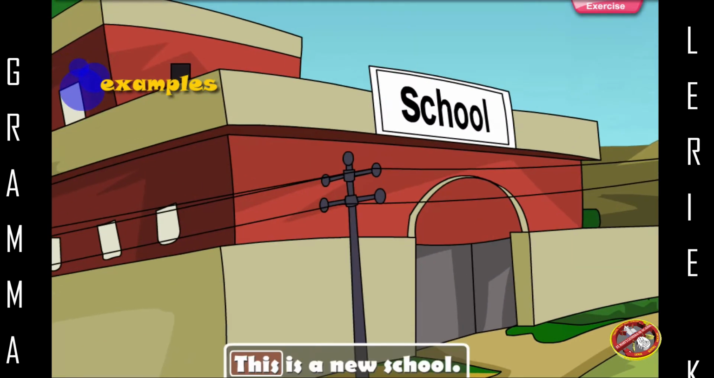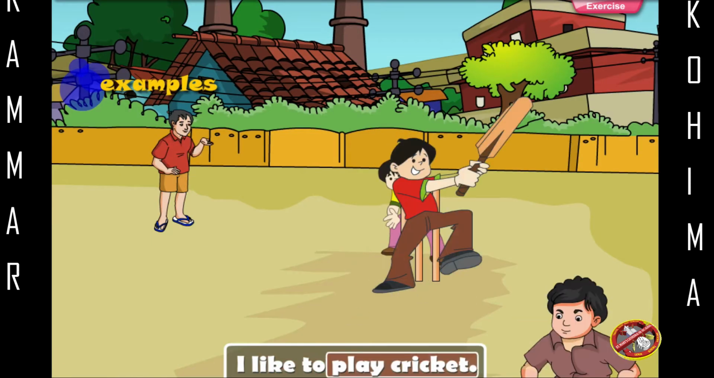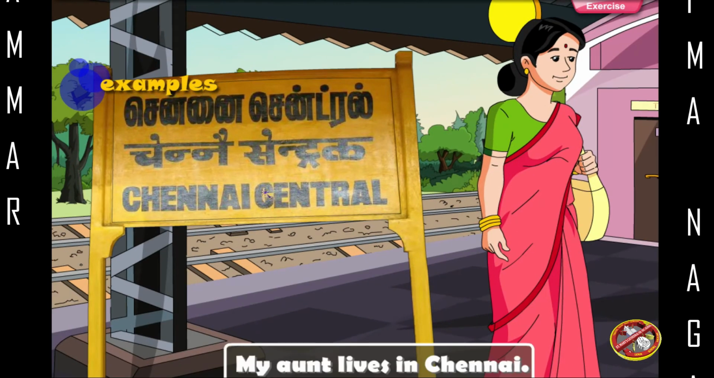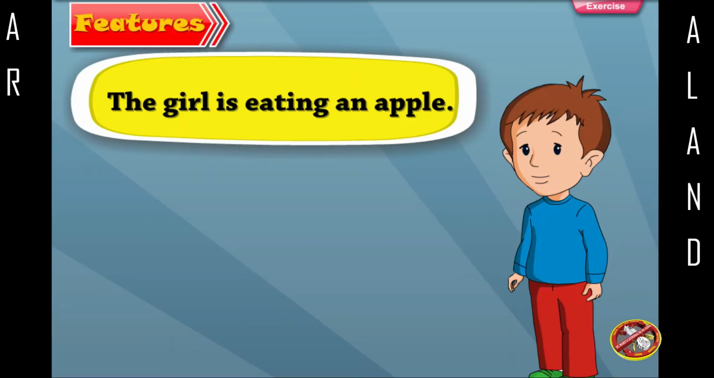Examples: This is a new school. I like to play cricket. My aunt lives in Chennai. I have many friends.